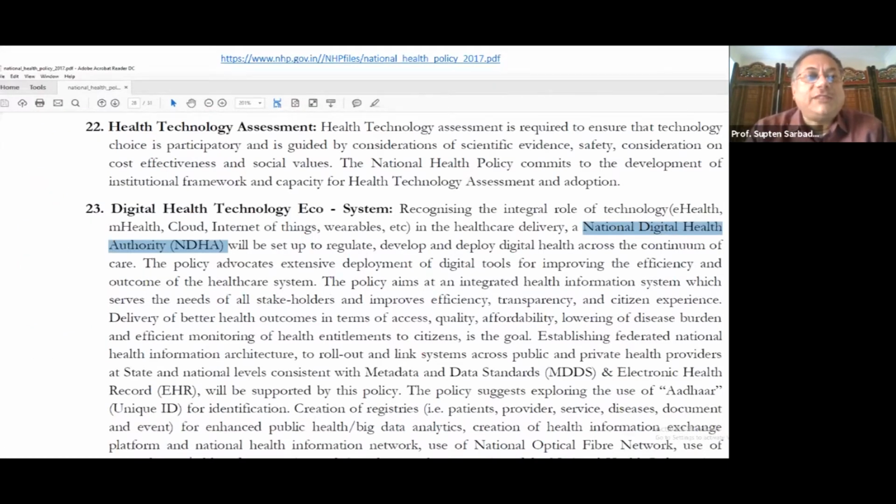This is a document I think all of you know. This is the National Health Policy, the third edition that came out in 2017. Here you can see it was clearly written that a National Digital Health Authority will be set up for facilitating a digital health ecosystem in India. Of course, the authority is yet to be set up, but meanwhile, other things have been happening. We'll look at what the other things related to these are.